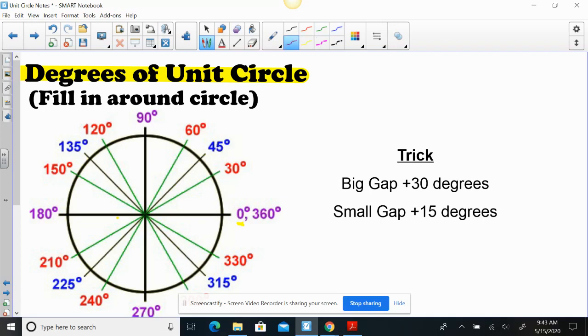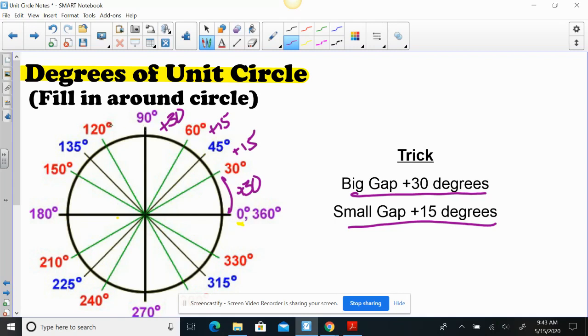You definitely know that. Anytime you come across a big gap, you're going to add 30 degrees. And anytime you come across a small gap, you're going to add 15 degrees. Remember, positive means we're going counterclockwise. So if I start at 0, this is a big gap from here to here, so I'm going to add 30. Small gap, add 15. That brings me to 45. Small gap, add 15. Brings me to 60. Big gap, add 30. Brings me to 90.